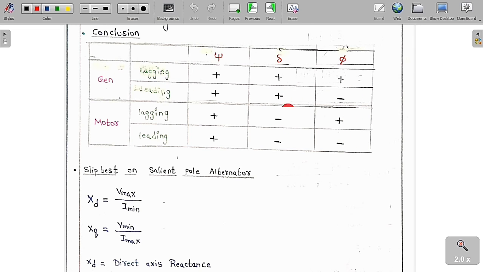Let me assume plus is equal to 0 and minus is equal to 1. So you have to remember this table. This is basically sign sensitive. You substitute in psi is equal to delta plus phi, which I have already told you. You have to replace with the sign sensitivity, substituting the positive or negative sign in that equation.